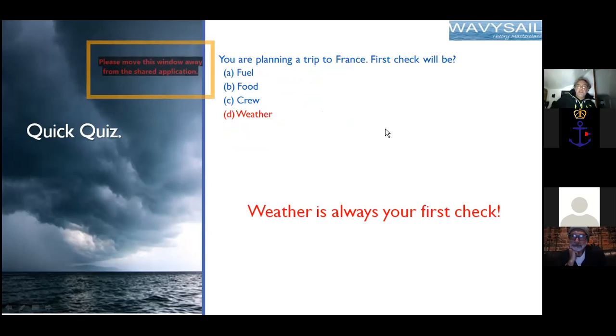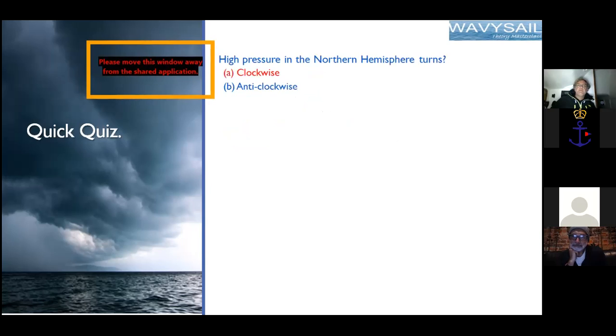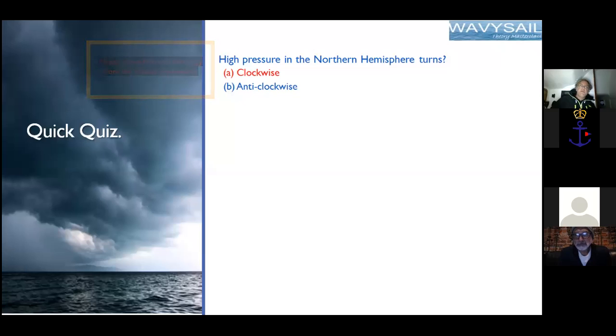The first thing you always check before going to sea is your weather, without question. It's the one thing that can really get you in trouble. In the northern hemisphere, the high pressure will turn clockwise. If you think about our southeaster down here, that turns counterclockwise, that's a high pressure. It's the opposite in the northern hemisphere, that's clockwise.